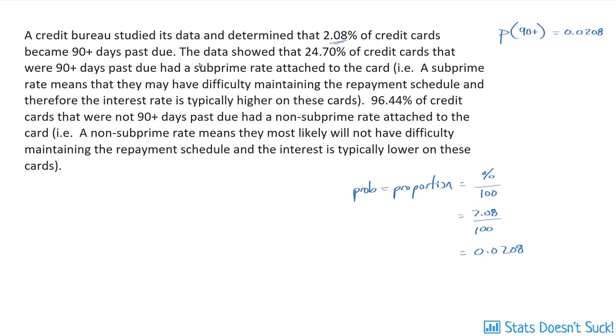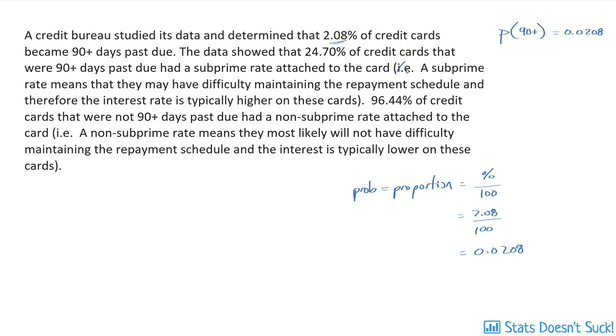The next thing it says is the data showed that 24.70% of credit cards that were 90 plus days past due had a subprime rate attached to the card. Here they describe what a subprime rate is. A subprime rate means that they may have difficulty maintaining the repayment schedule, and therefore the interest rate is typically higher on these cards.